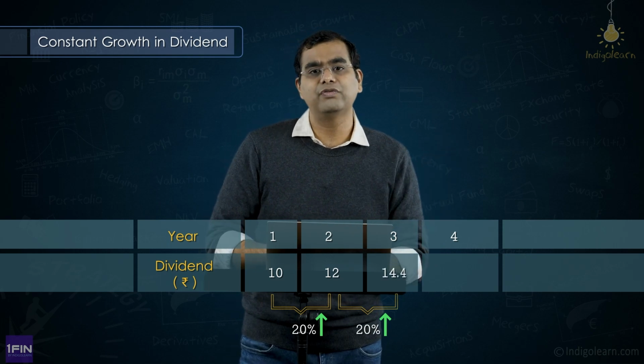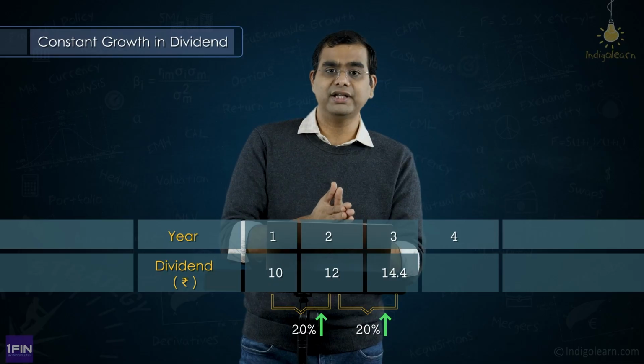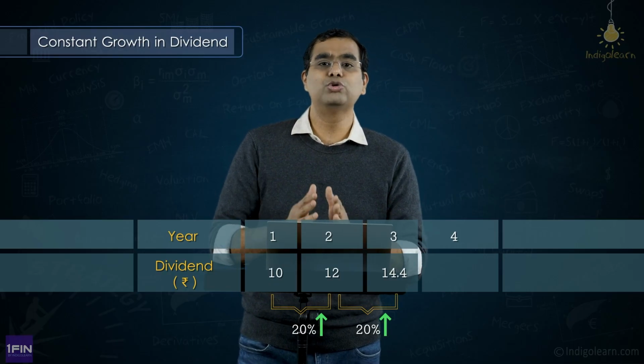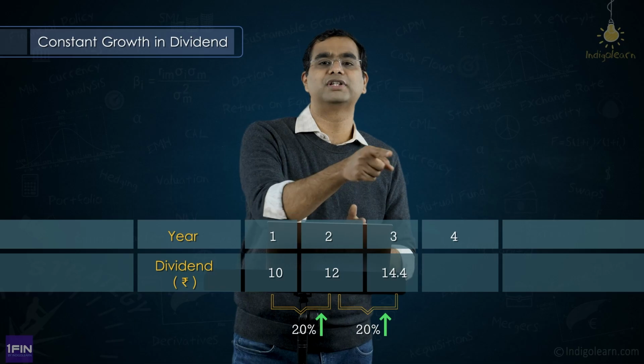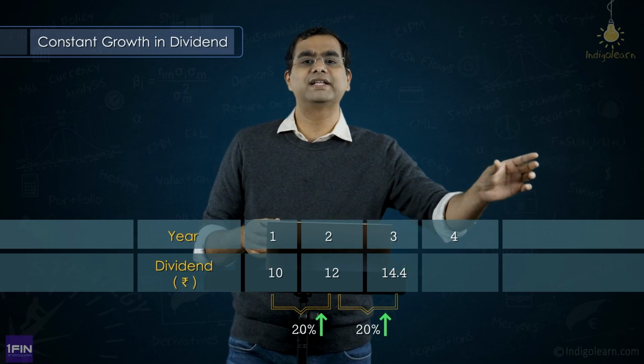How did I get 14.4? 12 is the second year dividend. Then the third year dividend is 20% growth of that. What is 20% of 12? It is 2.4. So 12 plus 2.4 is equal to 14.4. So like that, every year the dividend, let's say, increases by 20%.